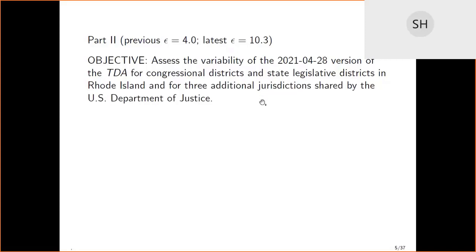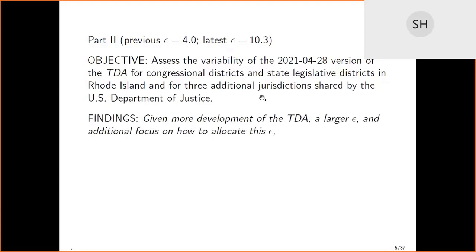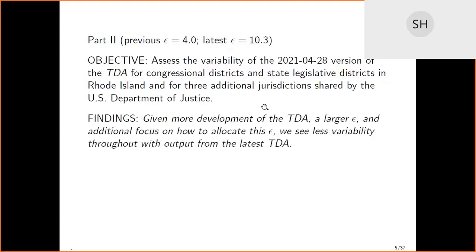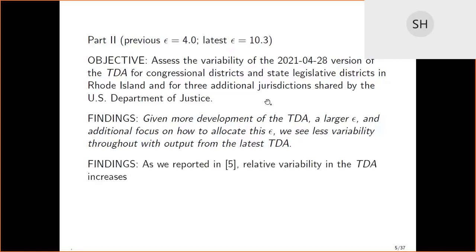From the top-down algorithm, findings: given more development of the top-down algorithm, a larger epsilon, and additional focus on how to allocate this epsilon, we see less variability throughout with output from the latest top-down algorithm. Finding second, as we reported in our earlier report, relative variability in the top-down algorithm increases as we consider smaller pieces of geography and population.